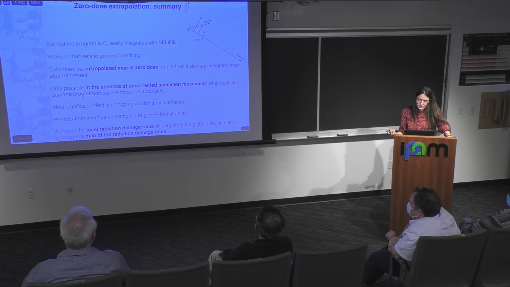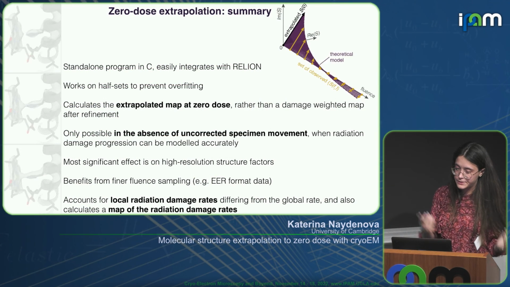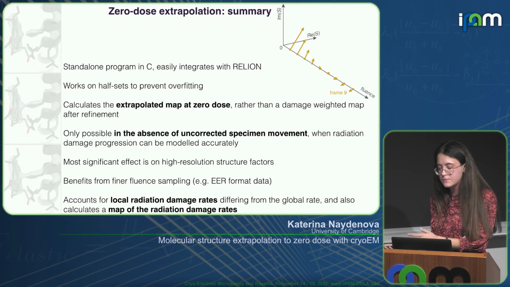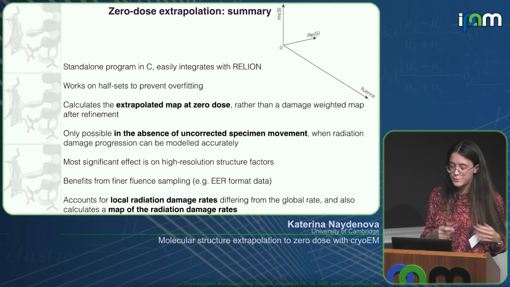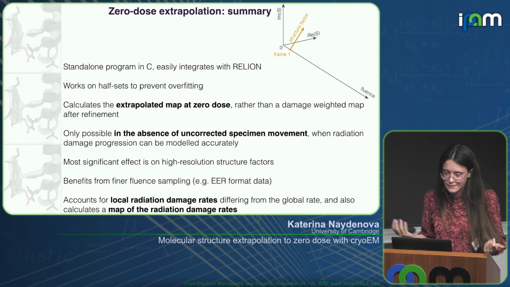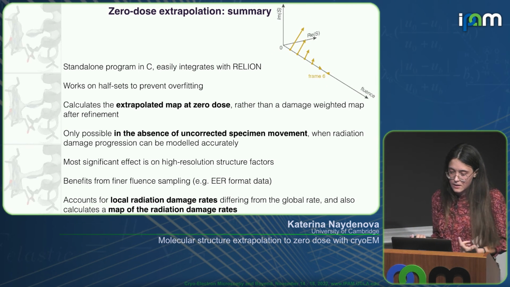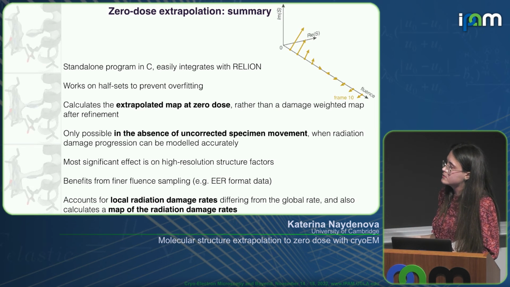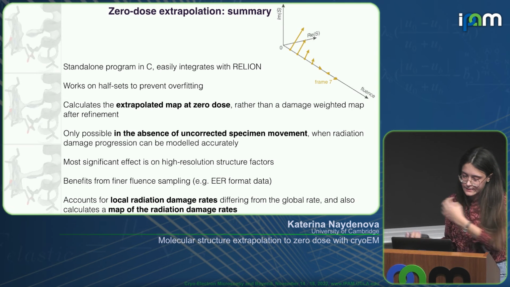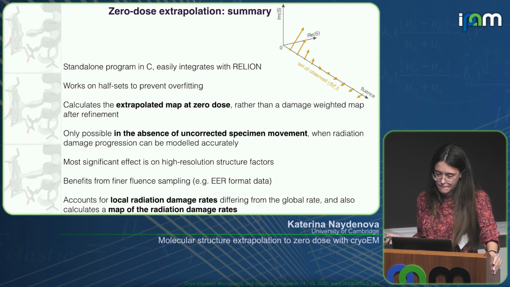All right, so this is just to summarize. The zero-dose extrapolation is a new procedure which we intend to use as a replacement for damage weighting for movement-free data specifically. For now, this is a standalone program in C, but it easily integrates with RELION and hopefully with CryoSPARC in the future as well. It returns for you the extrapolated map at zero dose instead of the damage-weighted map which you would currently have at the end of your processing.